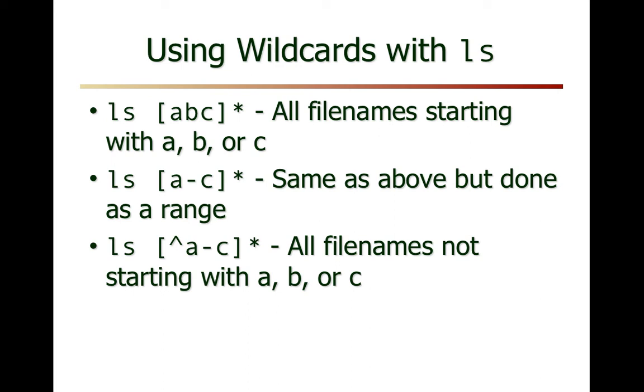Or a to c, a minus c, same as above, but done as a range, a to c. So you don't have to list a, comma, or actually there's no comma in there. a, b, c, d. If you put a comma in there, it looks for a file that starts with a comma. This is actually an illegal file name. All files start with characters. Actually follows C convention. So, why? Because it was written in C. So ls, and then we have this caret symbol, a to c, and then an asterisk at the end. All files not starting with a, b, and c. So the caret symbol is the not in the sequence.